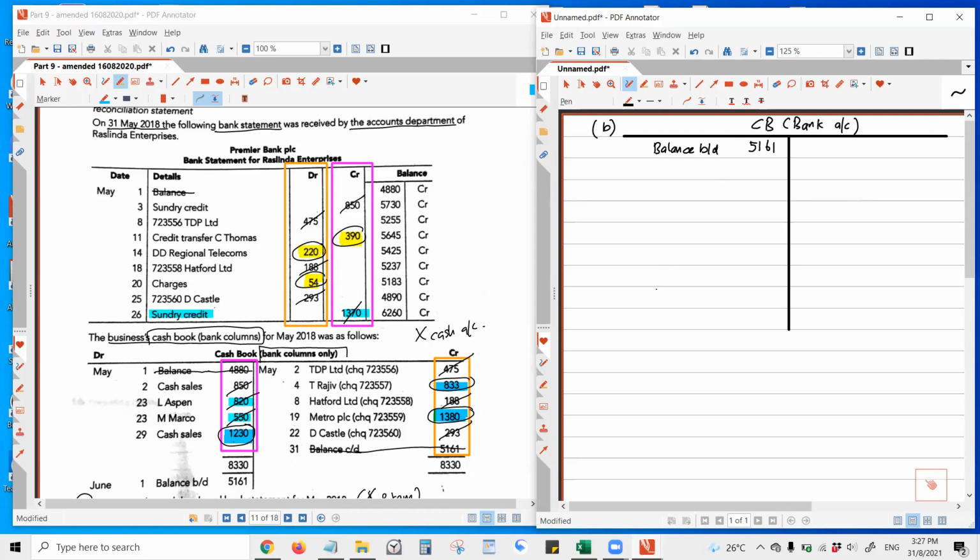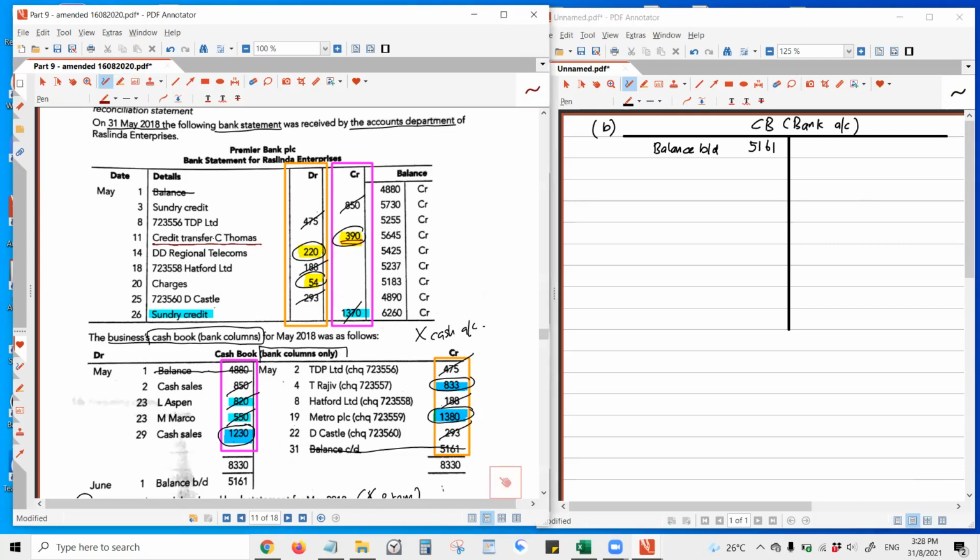Okay, now what number do you want to use? Next, what do you think? We are doing the B. 390. Good. You are going to put this in the debit side or credit side of the cash book? Debit. Correct.